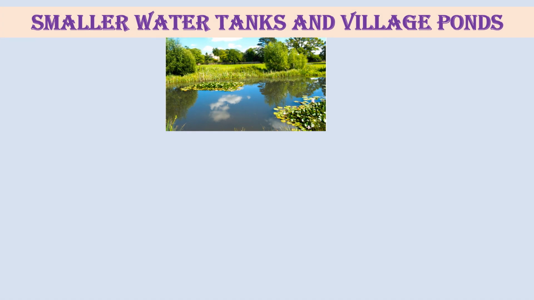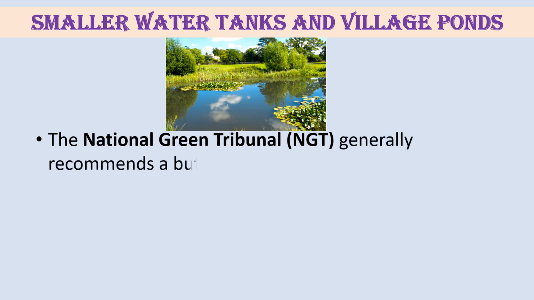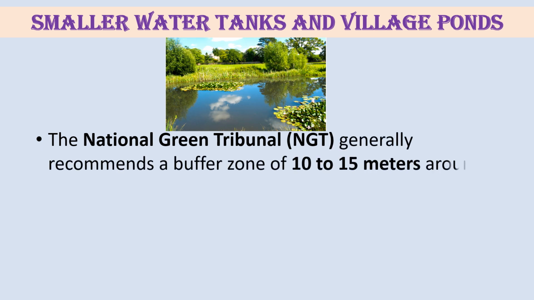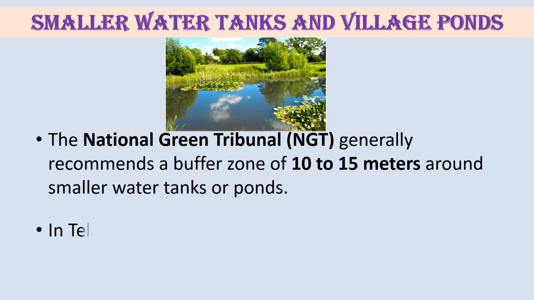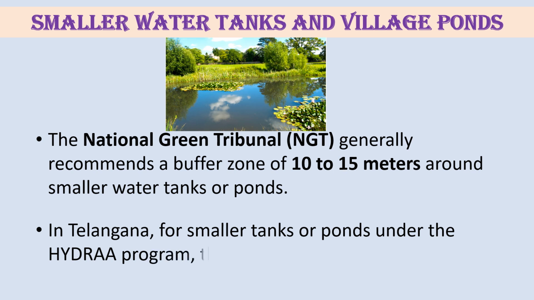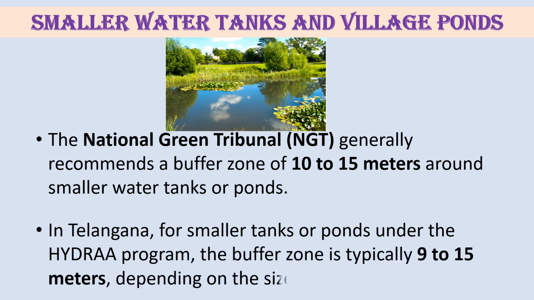For smaller water tanks and village ponds, the National Green Tribunal, NGT, generally recommends a buffer zone of 10 to 15 meters around smaller water tanks or ponds. In Telangana, for smaller tanks or ponds under the HYDRAA program, the buffer zone is typically 9 to 15 meters, depending on the size of the tank.